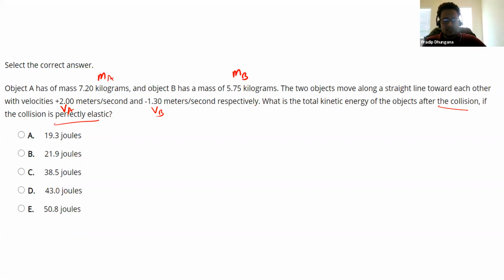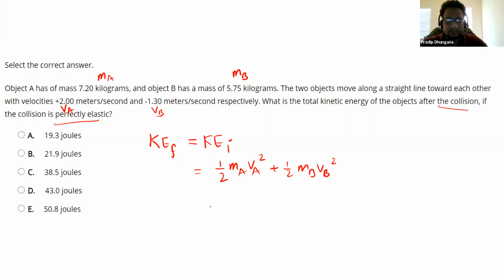If the collision is perfectly elastic, that means total kinetic energy after the collision is equal to total kinetic energy before the collision. Okay, so I'll write KE, kinetic energy, F for after the collision is total kinetic energy before the collision, and kinetic energy is 1/2 mass times velocity square, and we have to calculate kinetic energy of both object A and object B. 1/2 mass of object A, velocity of object A square, plus 1/2 mass of object B, velocity of object B square.